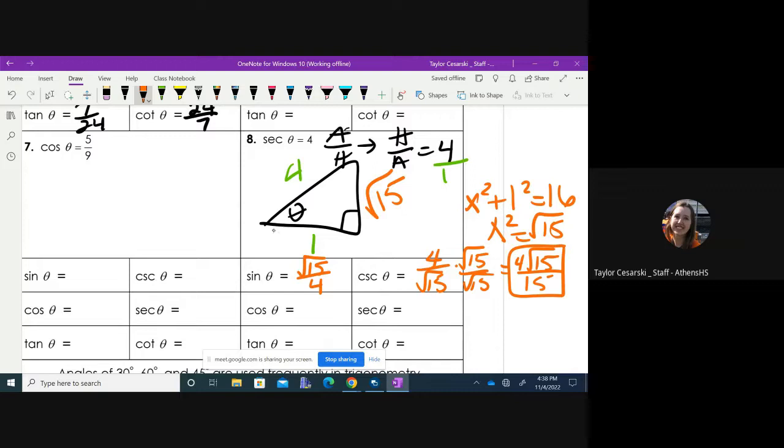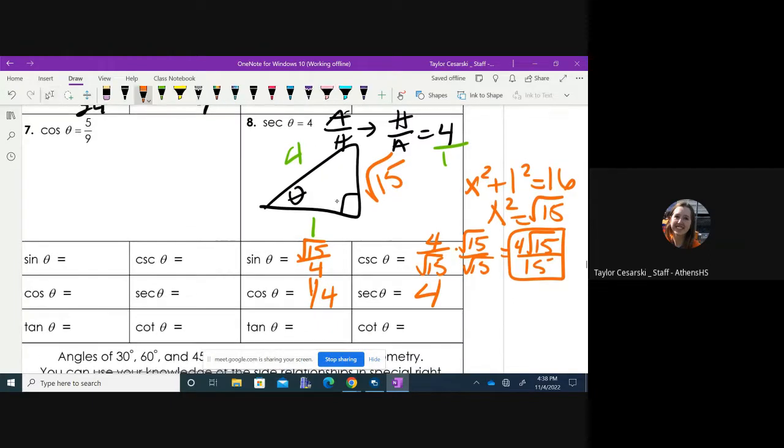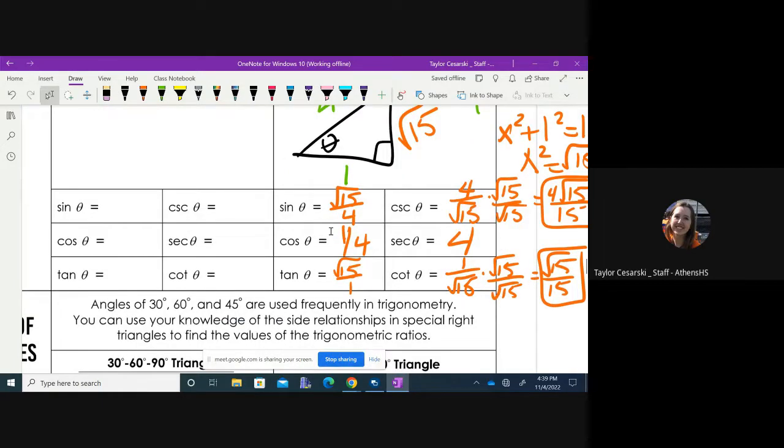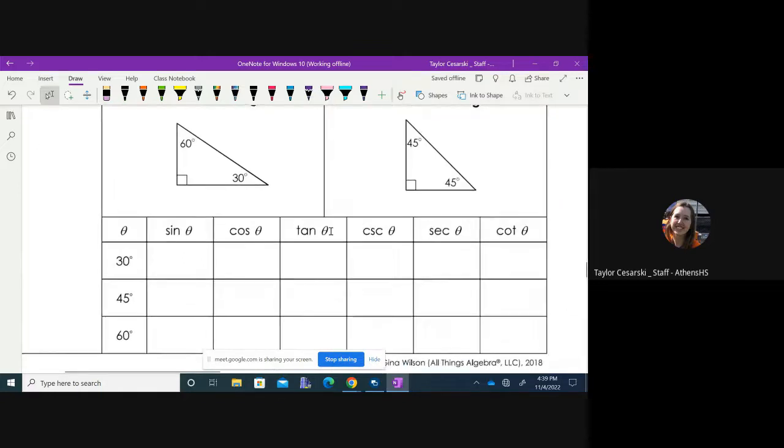Cosine is adjacent over hypotenuse, so that's 1/4, which should be the reciprocal of secant, and that's 4. And then tangent, opposite over adjacent, that's just square root of 15, and then cotangent is 1 over square root of 15. When I rationalize, I get square root of 15 over 15. Okay, so again, exact same as what you've done with sine, cosine, and tangent, but this time we're introducing the reciprocal functions.